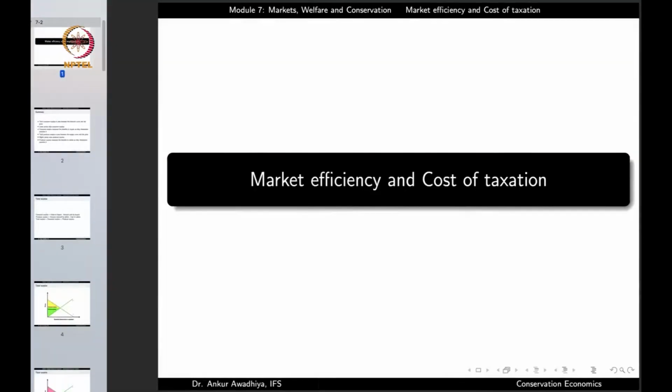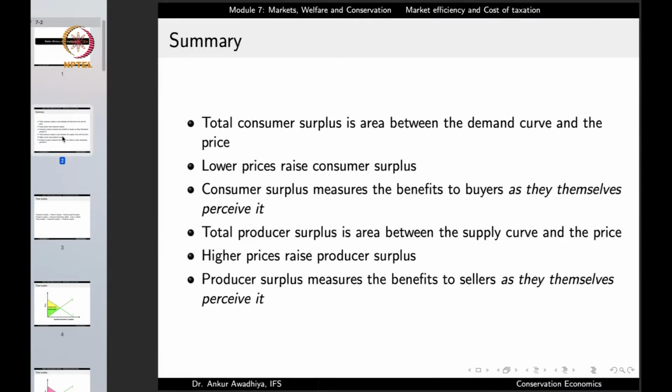Namaste. We carry forward our discussion on markets, welfare, and conservation. In this lecture, we'll have a look at market efficiency and the cost of taxation. So let us begin by summarizing what we had seen in the previous lecture.